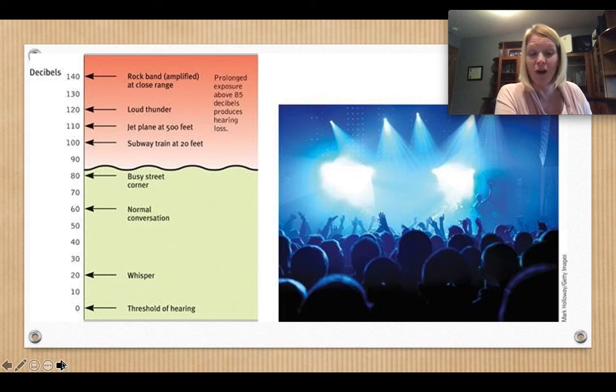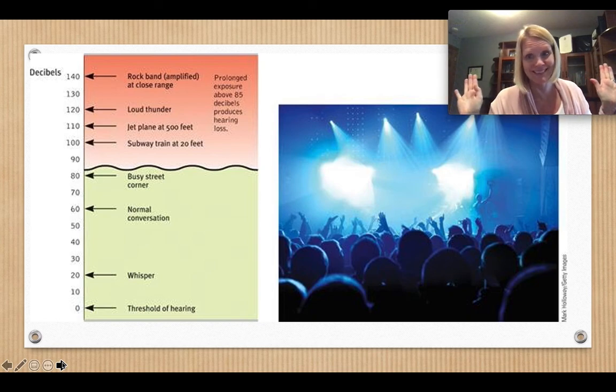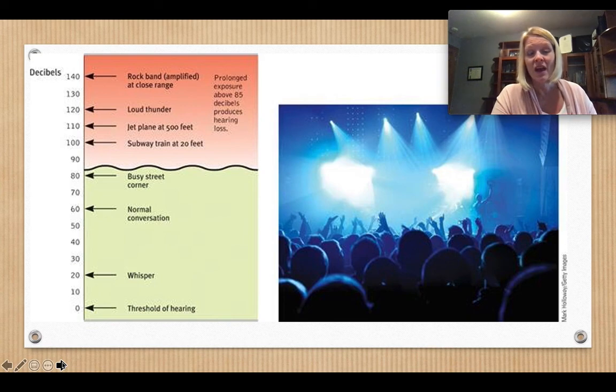Loud thunder, a rock band. I know a lot of us use earbuds, myself included. I'm not taking myself out of this equation. Earbuds are really, really tough on our ears because they are directing the sound right into our ear canal. That's really, really tough on our ears.